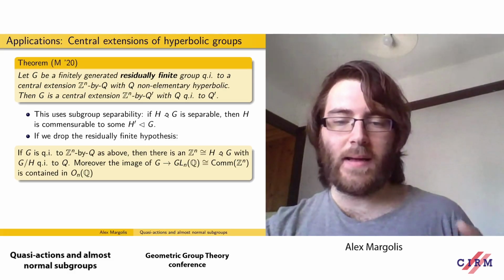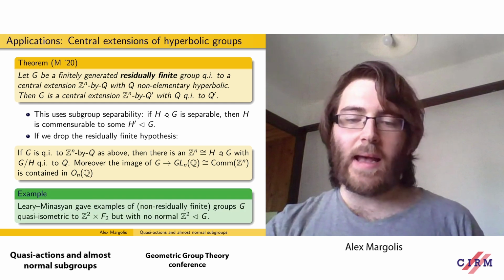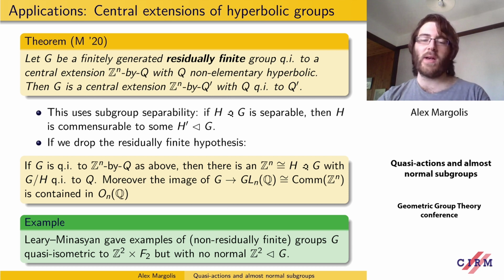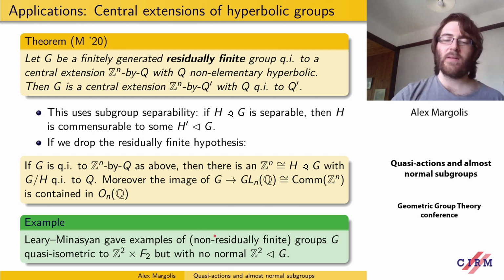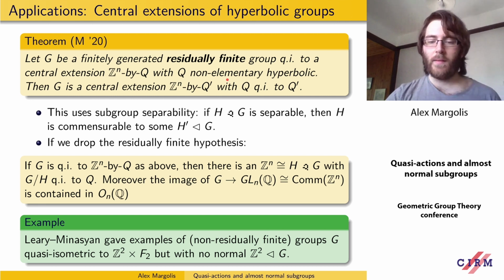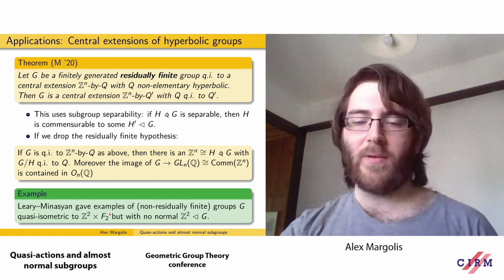But when we have Z^2 and Z^3 and so on, we have more room to move around without distorting distances. And recently, Hilary and Manassian gave examples of CAT(0) groups that aren't biautomatic. These groups are quasi-isometric to Z^2 times F_2, but they have no normal Z^2 subgroup. So these are counterexamples to the theorem at the top of the slide if we remove the residually finite hypothesis. And if you read their paper, you'll see that these groups are HNN extensions defined by some orthogonal matrix. So you'll see this map to the group of orthogonal matrices in their paper.